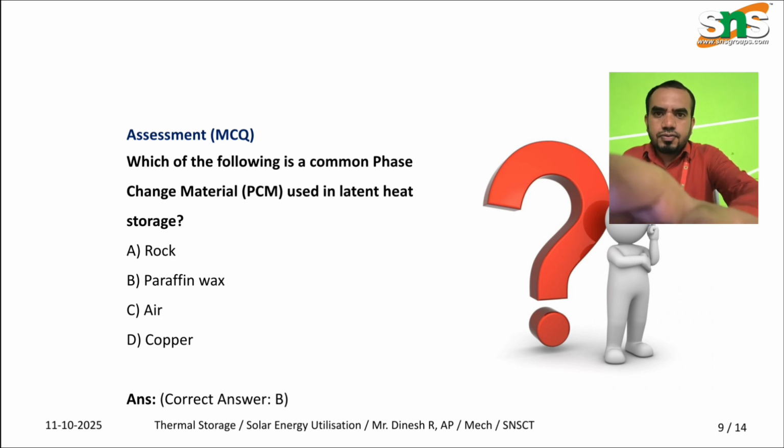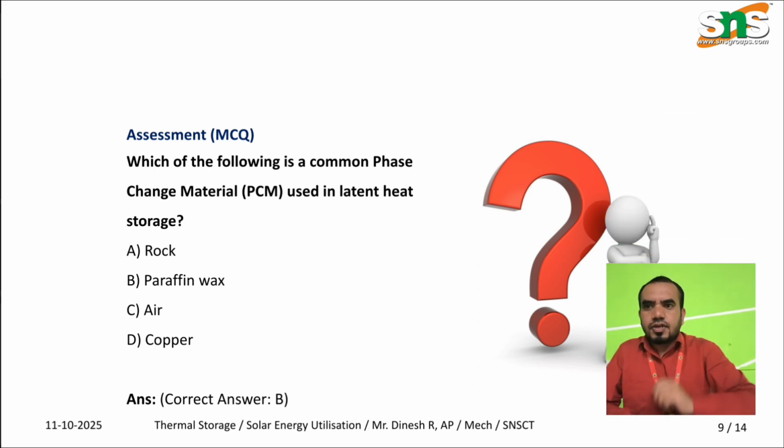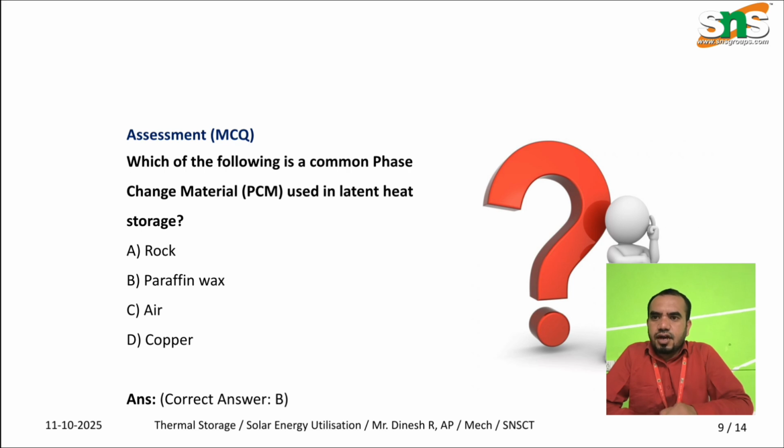Now let's see another assessment. Which of the following is a common phase changing material, which we call PCM, used in latent heat storage? In latent heat storage, which phase changing material is used? The options are rock, wax, air, and copper. The answer is also given in the PPT, so you can look into it, or else you can search and do it as an assignment.